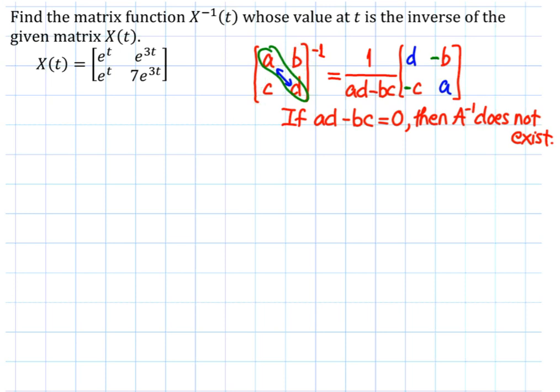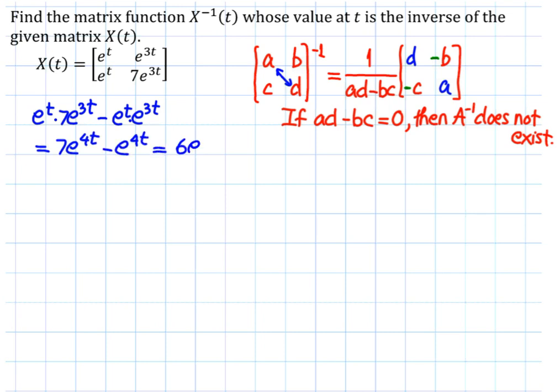Right. Now similarly to this problem, first we find the determinant: e to the t times 7 e to the 3t minus e to the t times e to the 3t. So we have 7 e to the 4t minus e to the 4t, which is 6 e to the 4t.